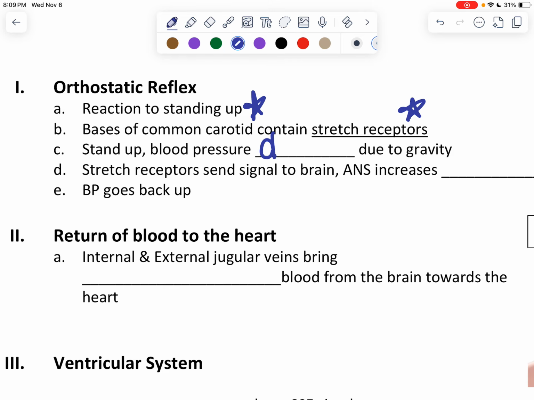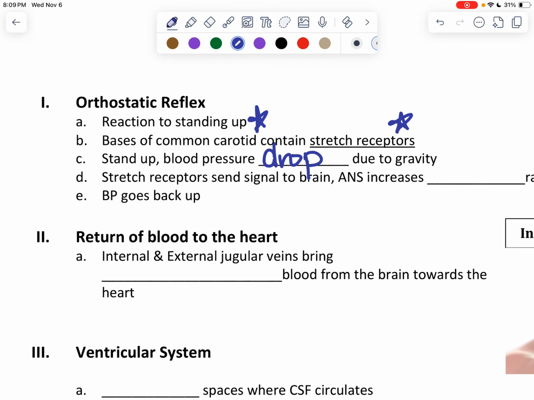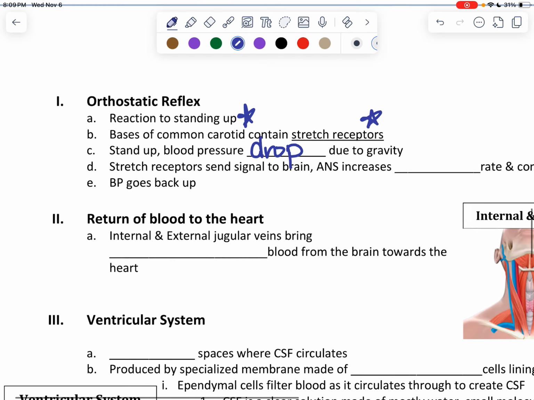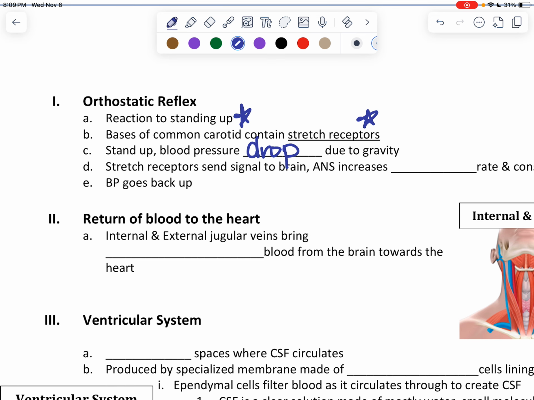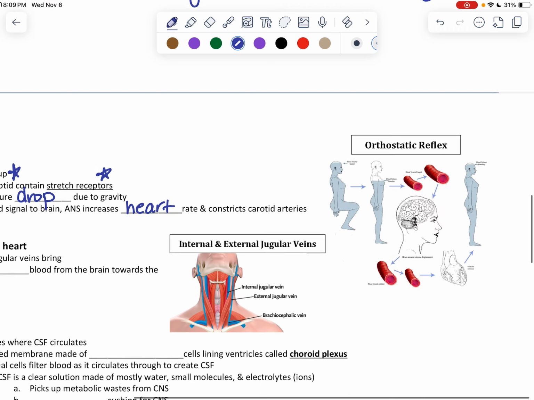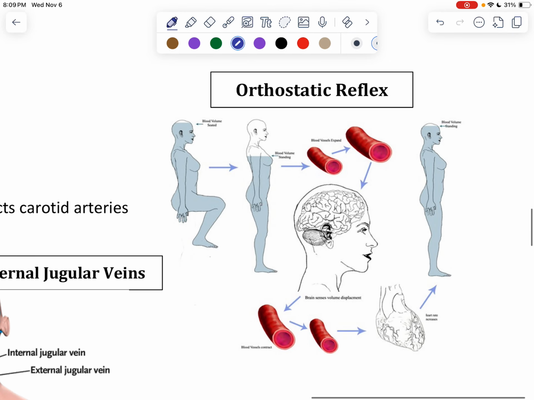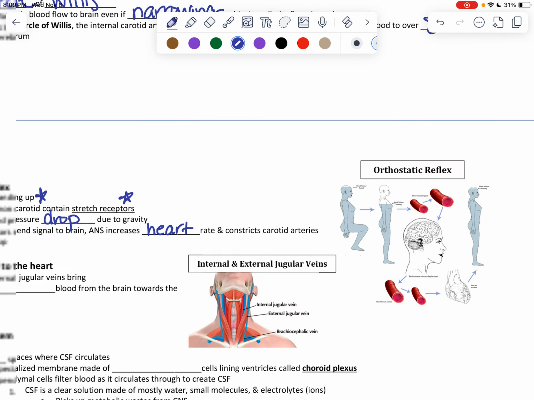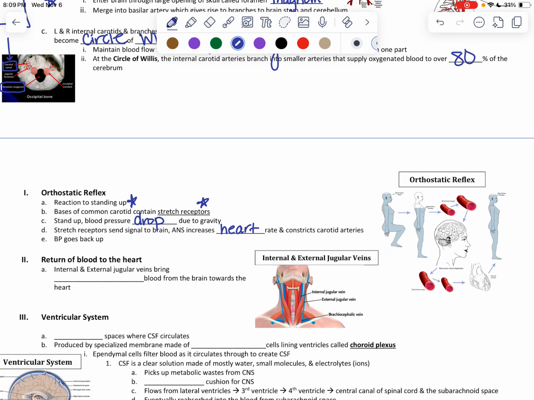Okay. And in response, the stretch receptors will send a signal to the brain, and your autonomic nervous system will increase your heart rate and constrict the carotid arteries. That should allow the blood pressure to go back up in response. So that's why you kind of see some stars, and you have to give yourself a second, because that's called the orthostatic reflex. I'm going to talk more about reflexes next time we're together. But for now, that's the one reflex I have for you.